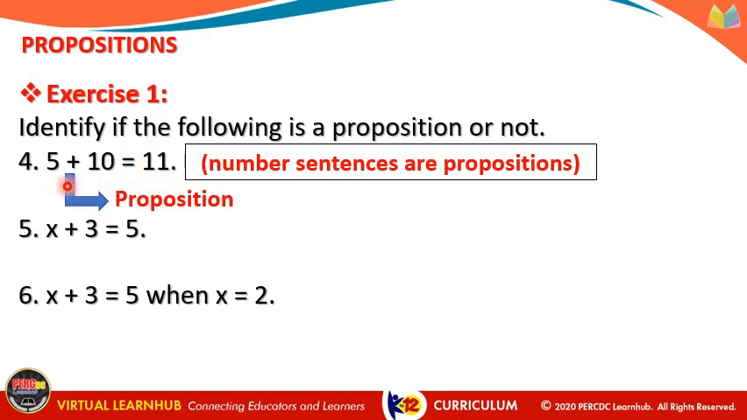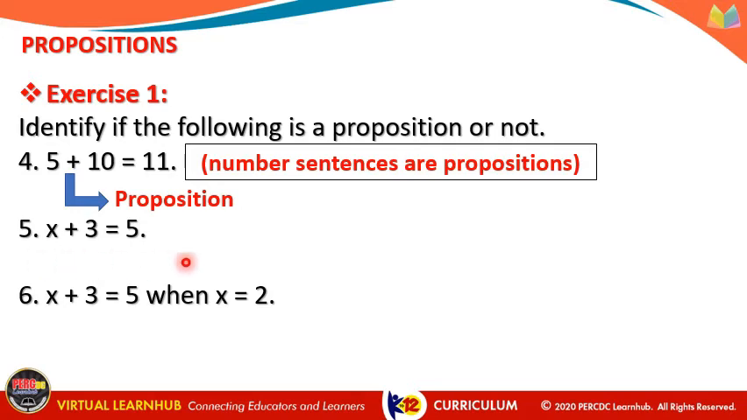Or, let's say you'll make another one. Let's say 1 plus 5 is equal to 6. 7 minus 2 is equal to 5. So those are number sentences, and they are propositions.